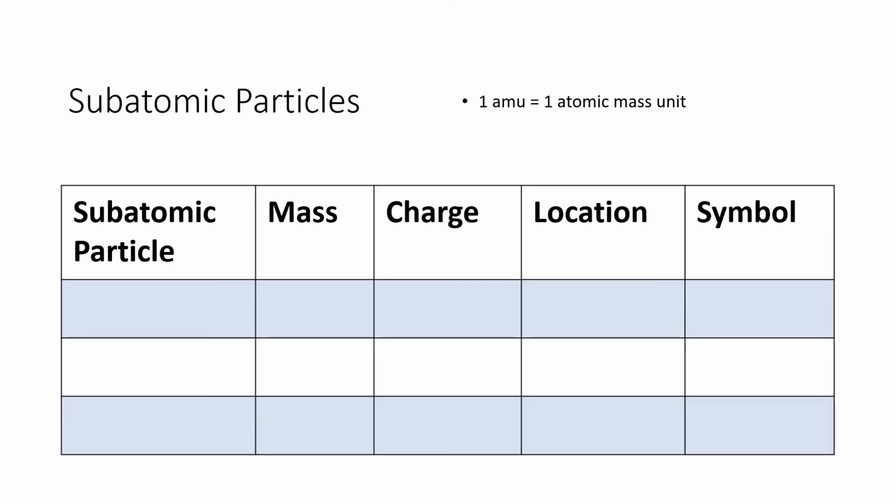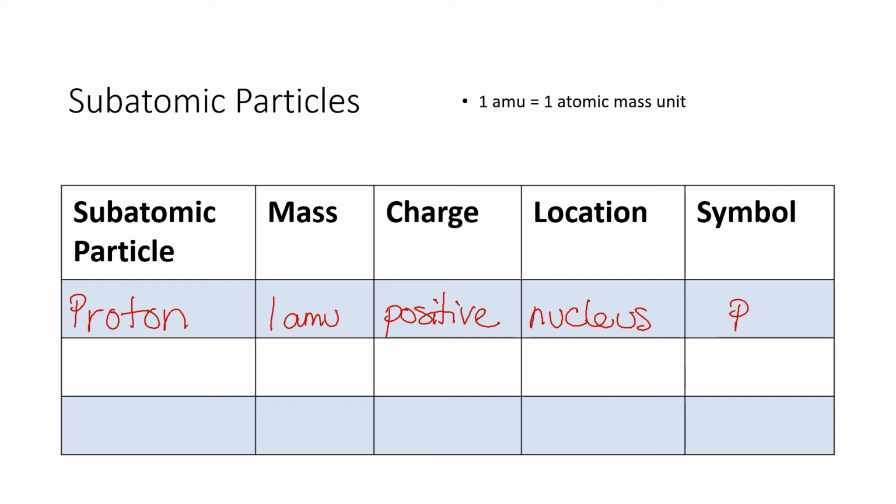So if we fill out the chart here about subatomic particles, the first subatomic particle is the proton. It has a mass of 1 AMU, and remember, 1 AMU is 1 atomic mass unit. It has a positive charge. We know that it's in the nucleus, and the symbol we use to represent protons is that P with the positive sign.